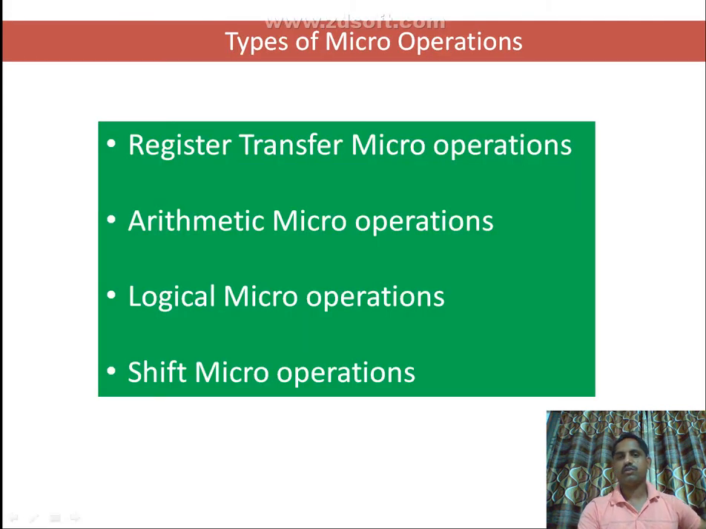The types of micro operations are: the register transfer micro operation, arithmetic micro operation, logical micro operation, and shift micro operation. These are the different types of micro operations.